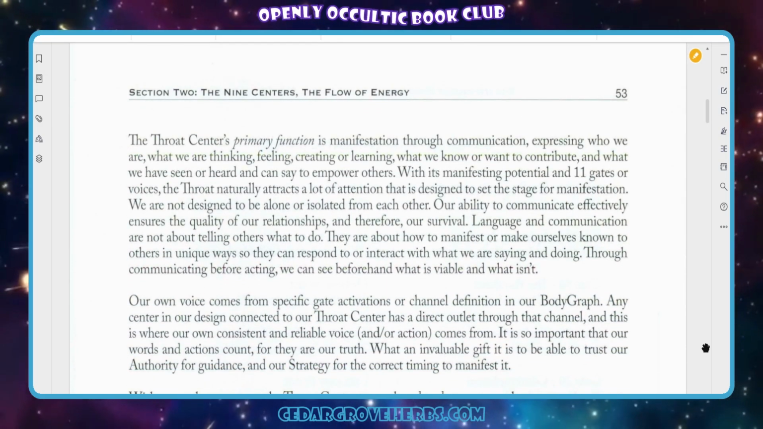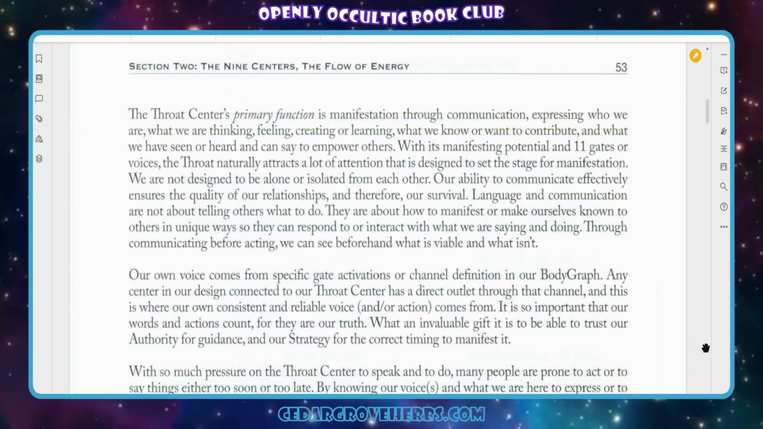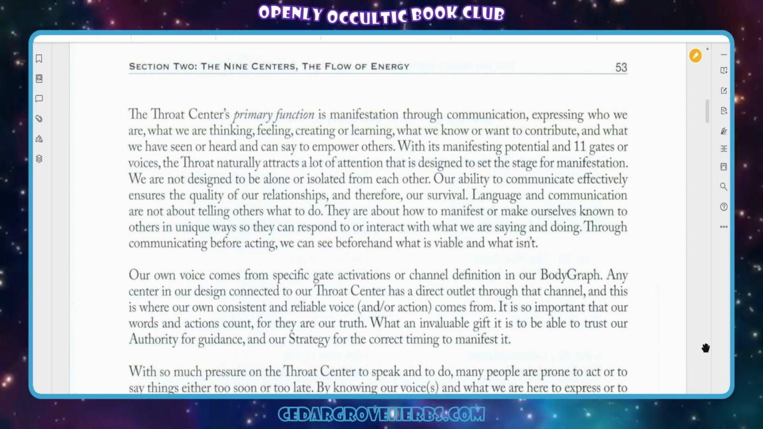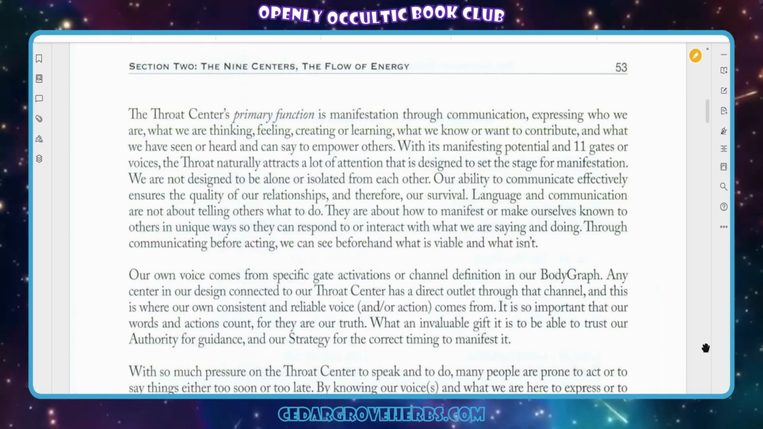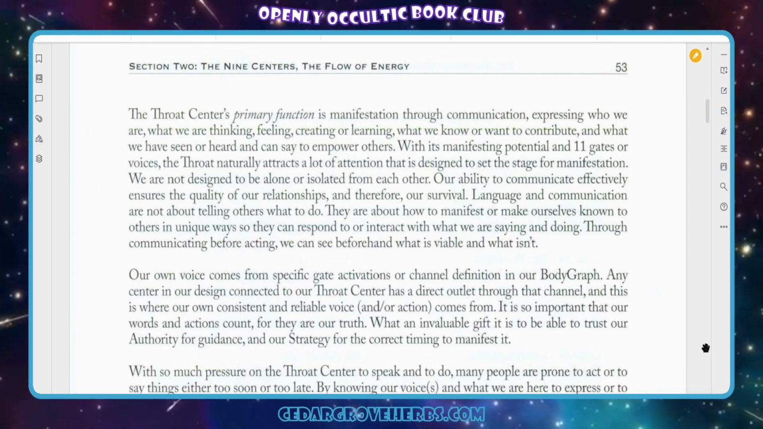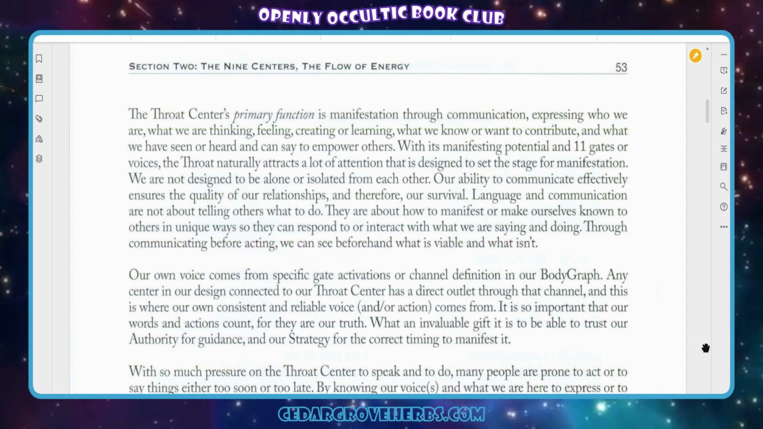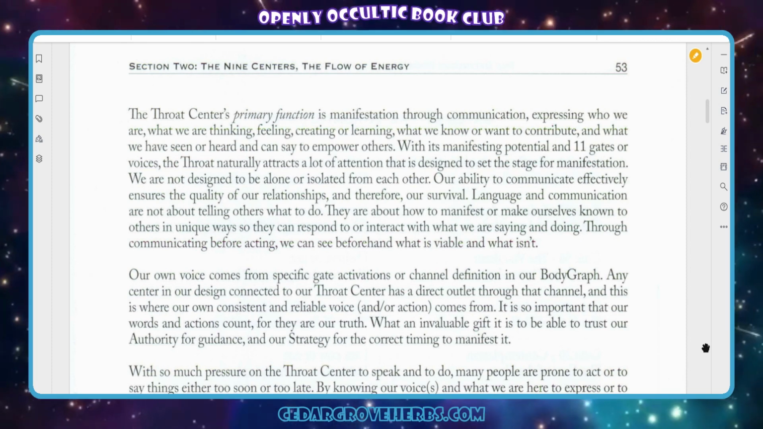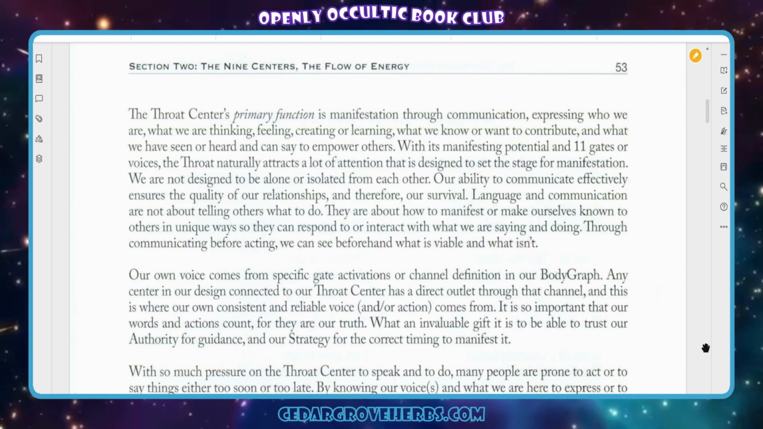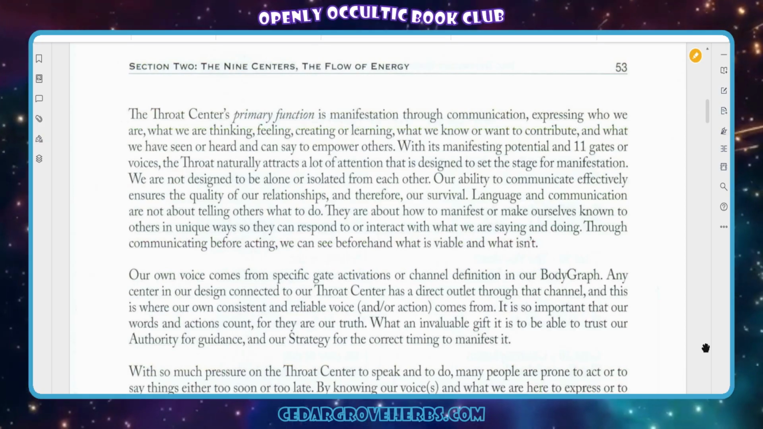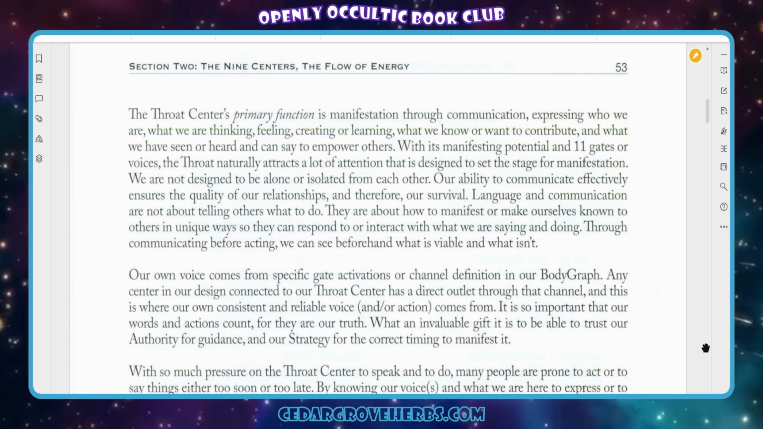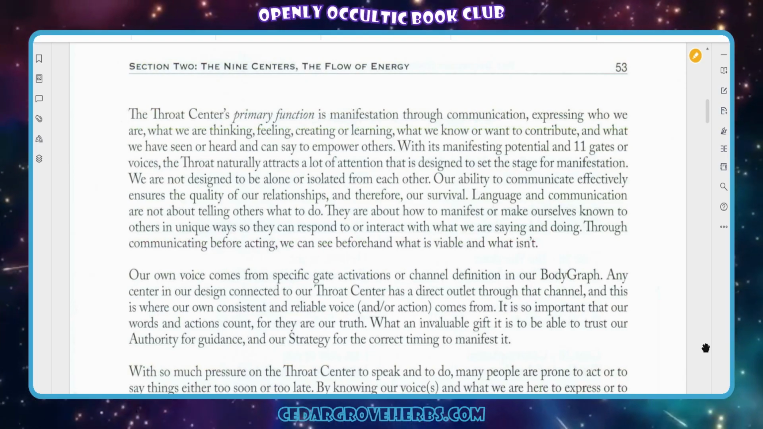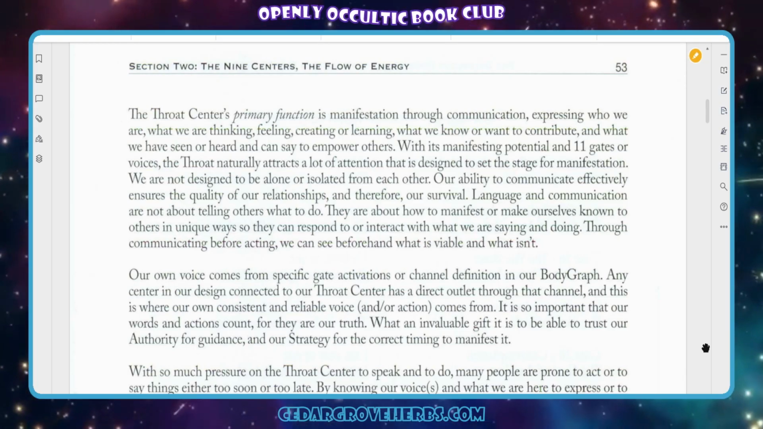The throat center's primary function is manifestation through communication, expressing who we are, what we are thinking, feeling, creating, or learning, what we know or want to contribute, and what we have seen or heard and can say to empower others. With its manifesting potential and 11 gates or voices, the throat naturally attracts a lot of attention that is designed to set the stage for manifestation.